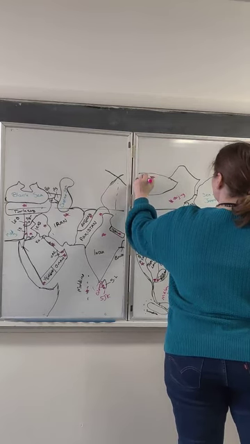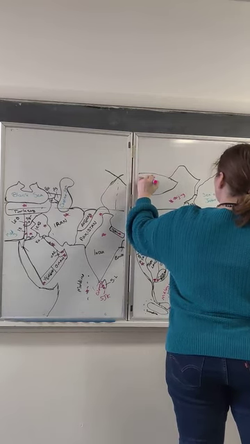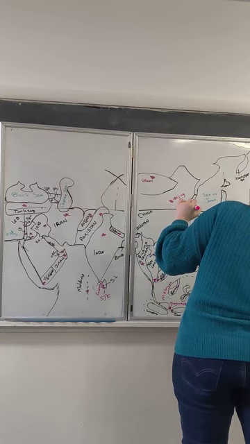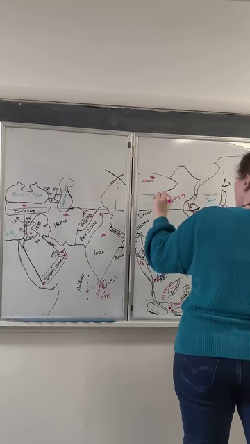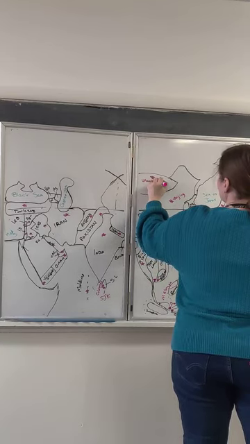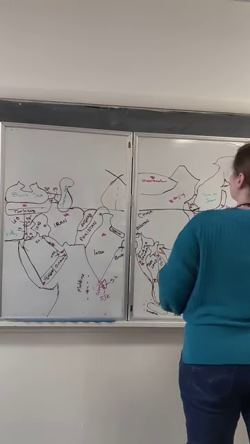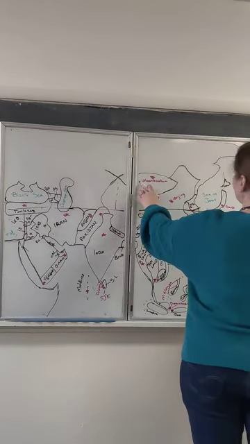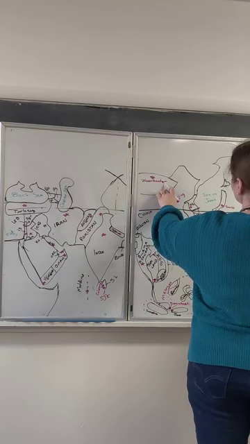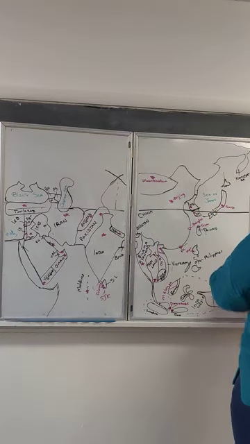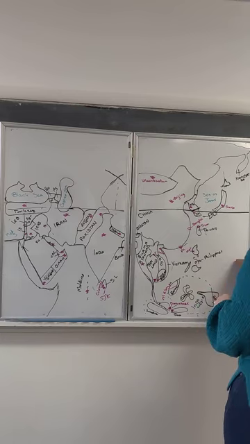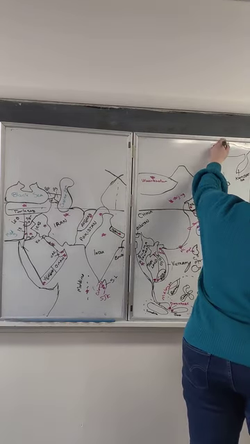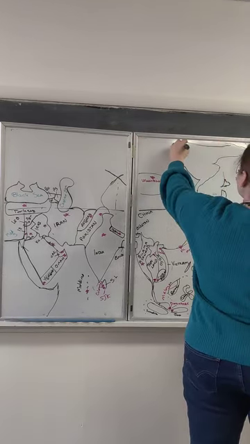And then in Mongolia, we have Mongolia's capital. It's Ulan Bator. I'm double checking the spelling here. Ulan Bator. Okay. We're just coming across Russia here.